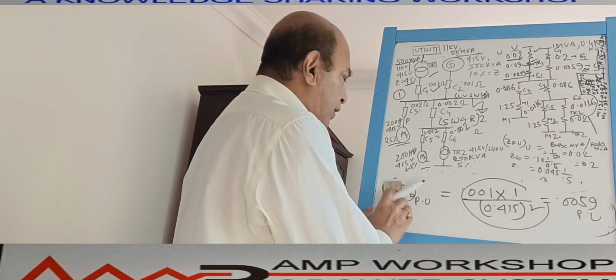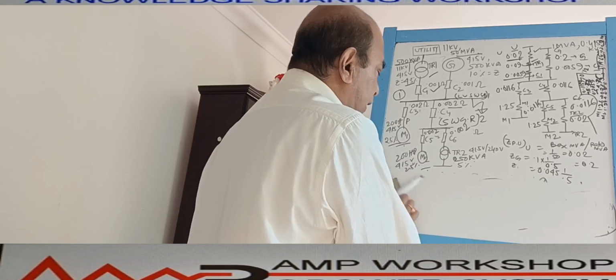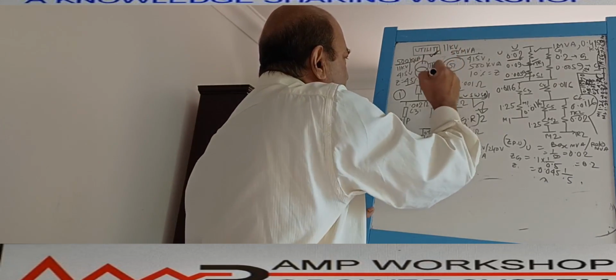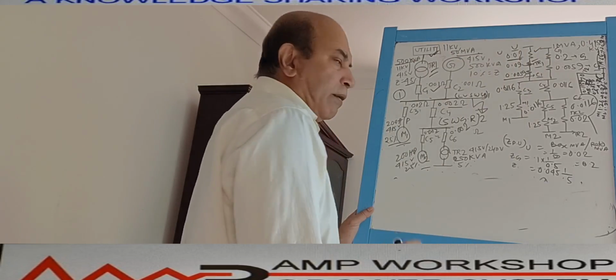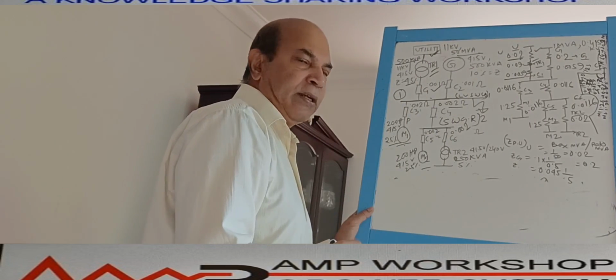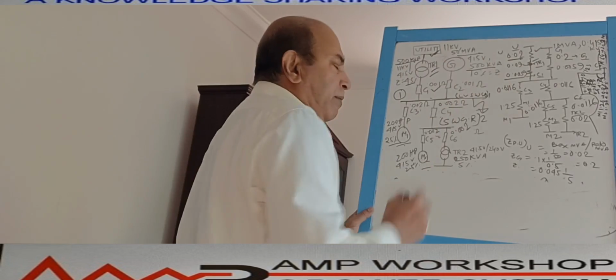Now come to the generator. These are the three equipment on the first part: the utility, the transformer and C1. We put these three here. Now the second part is the generator. Generator percentage impedance is 10%. That is on the base of 500 kVA.